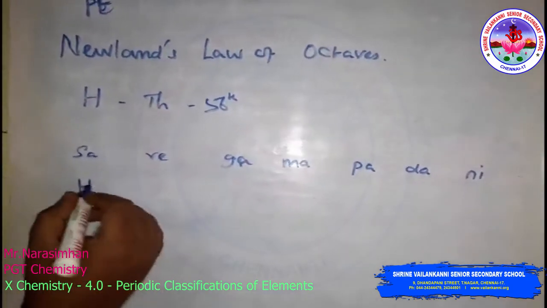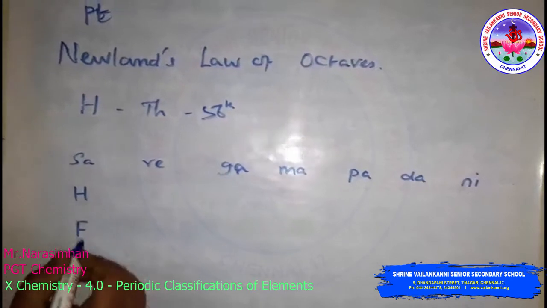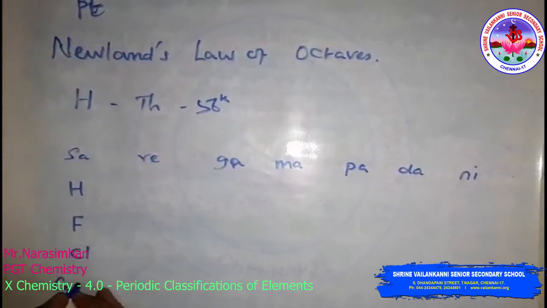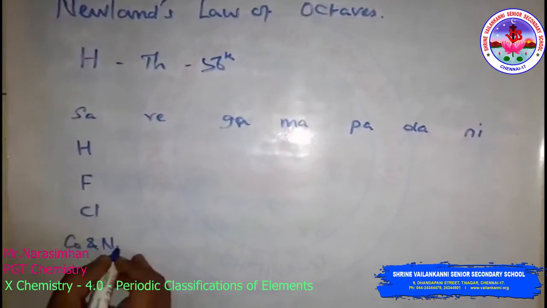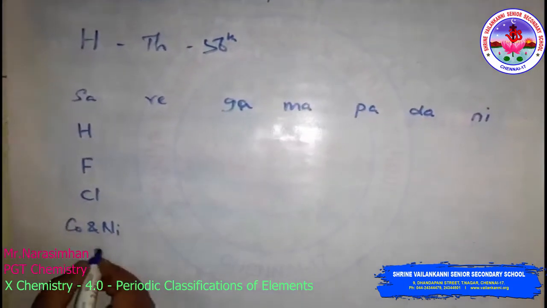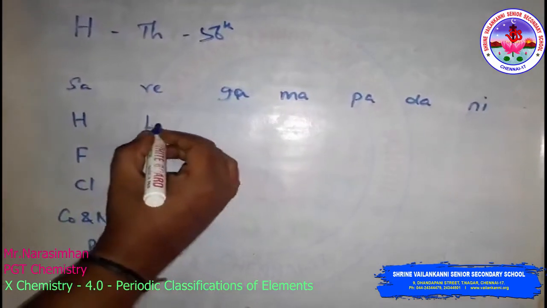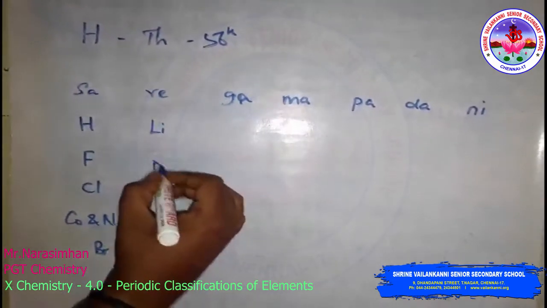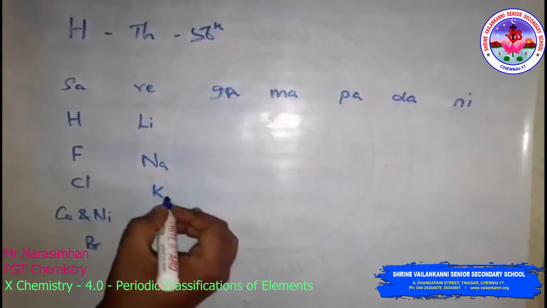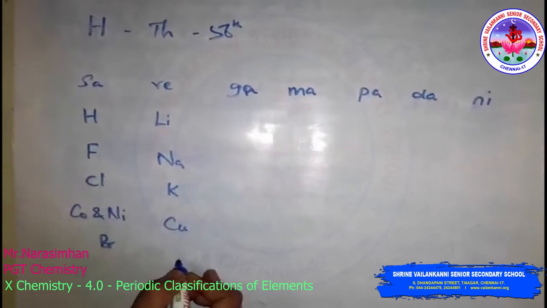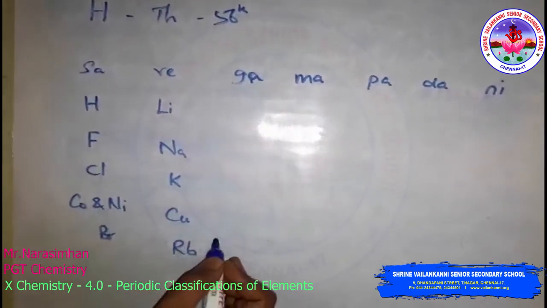So hydrogen, fluorine, chlorine, cobalt and nickel, bromine. Then in the re column: lithium, sodium, potassium, copper, rubidium.